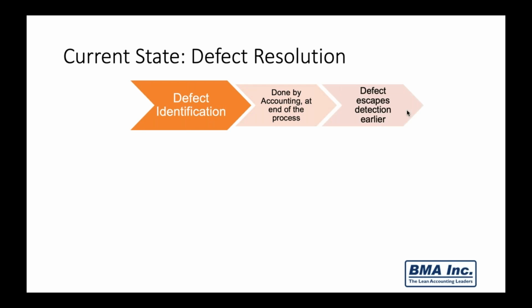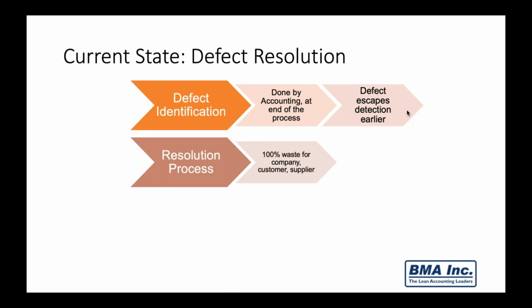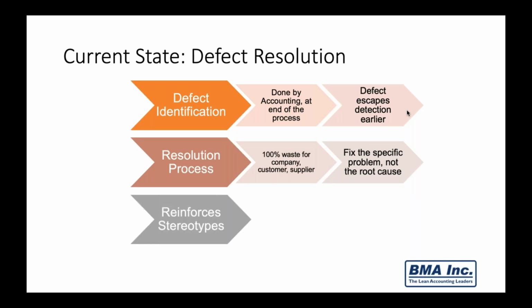Most procure to pay and order to cash processes have methods in place to try to detect the defects, but they don't always work. So accounting catches everything because they have to make sure that the numbers are right. The resolution process is 100% waste for the company, for the customer, and for the supplier. It's all non-value added work, and it takes up a lot of time, and it fixes specific problems, but it really doesn't always get at the root cause.